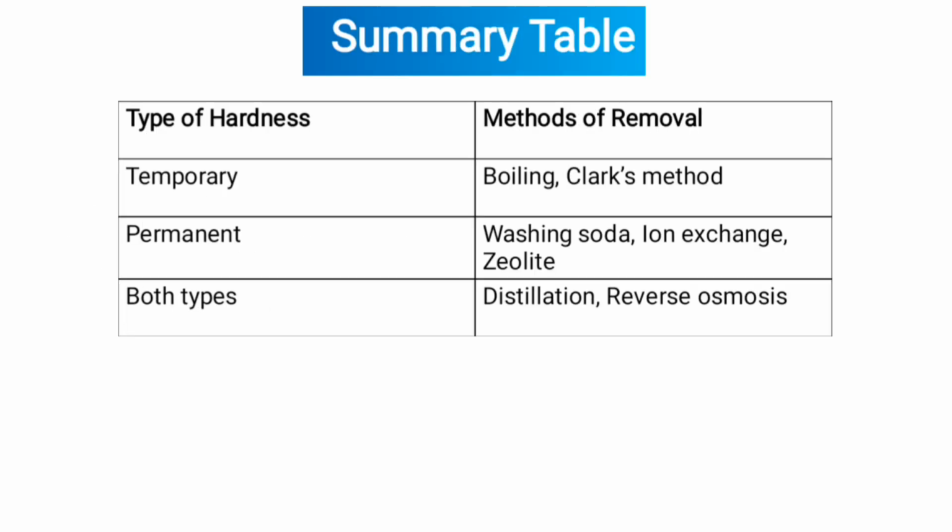Now the summary. Types of hardness and methods of removal. Temporary hardness of water is removed by boiling and Clark's method, while permanent hardness of water is removed by washing soda method, ion exchange and zeolite methods. And both types, temporary and permanent hardness of water, are removed through distillation and reverse osmosis.